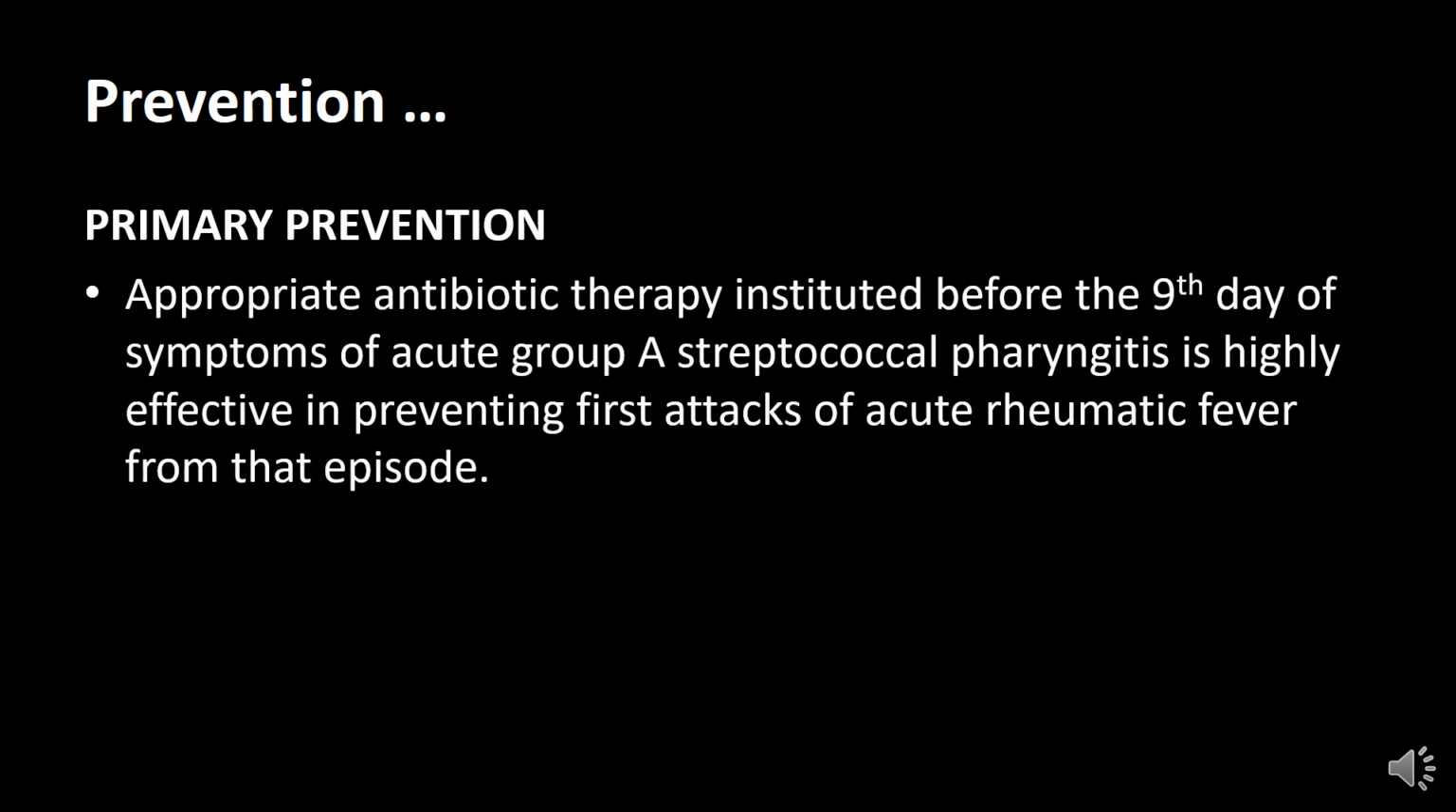So let's talk further on primary prevention. Here it is just about appropriate antibiotic therapy within 9 days of the onset of the throat infection. So a child should not have a throat infection for a very long time. Within 9 days, they should come to hospital or be identified and the throat infection promptly treated with antibiotics to which Streptococcus is sensitive. This strategy is highly effective in controlling rheumatic fever episodes.